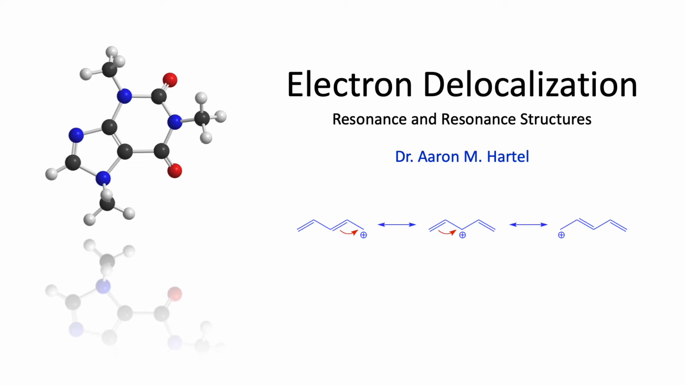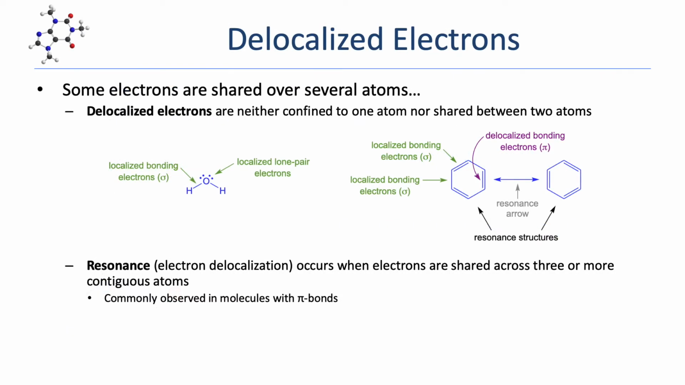In this lesson, we're going to explore electron delocalization, resonance, and resonant structures. Delocalized electrons are those that are neither confined to one atom nor shared between two atoms. If we look at a simple molecule like water, we can see that it has two distinct types of electrons.